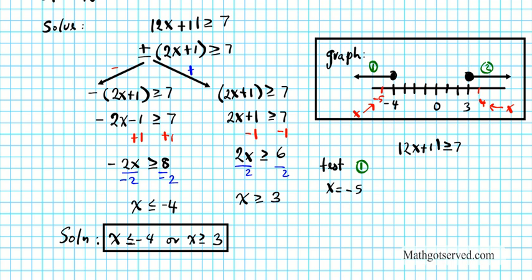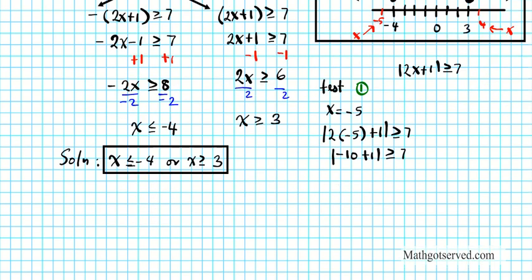So the question is, the absolute value of 2 times -5 plus 1. Do I get a number that's greater than or equal to 7? 2 times 5 is 10, so -10 plus 1. Is the absolute value of -10 plus 1 greater than or equal to 7? Advancing, we have the absolute value of -9. Is it greater than or equal to 7? The absolute value of -9 is how far -9 is from 0 on the number line, which is 9 units. Is 9 greater than or equal to 7? Absolutely. So, check. That one works nicely.